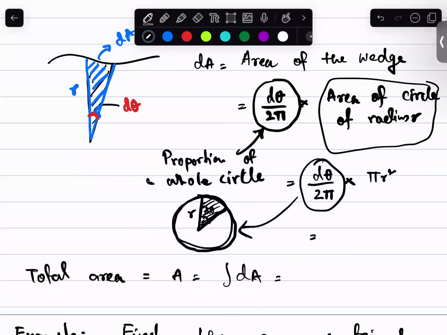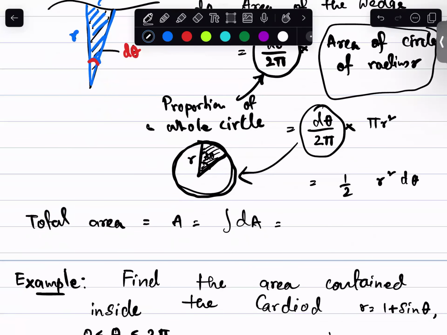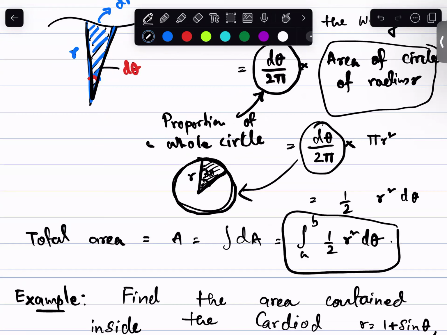So this is nothing but half pi r square d theta. Oh, there's no pi, sorry. This will be half r square d theta. Okay. So the total area, I have to take the integration because I have taken a small portion, right? So if I consider the whole region, then my total area will be the integration from a to b of half r square d theta. Okay, this is the expression that I need later.